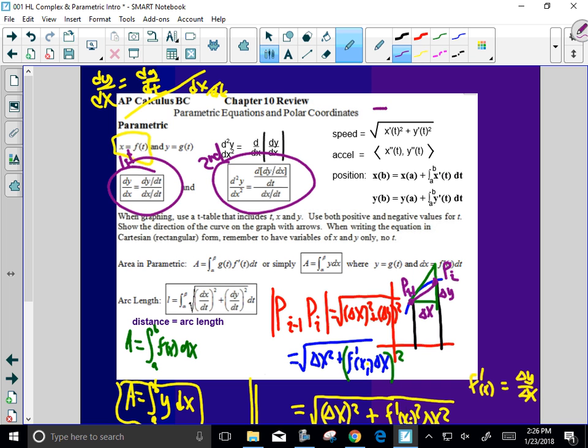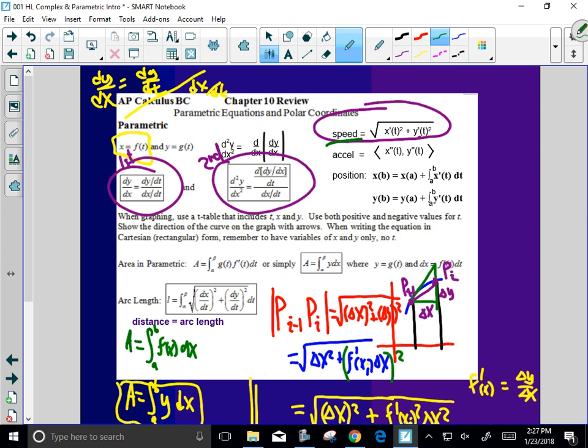Speed, we're going to talk about in a little bit, but it's the square root of the derivative squared plus the derivative squared. It's simply, what does this look like to you? Distance formula. Change in x squared, change in y squared. That's all it is. So speed at an instant is the square root of dx/dt squared plus dy/dt squared.